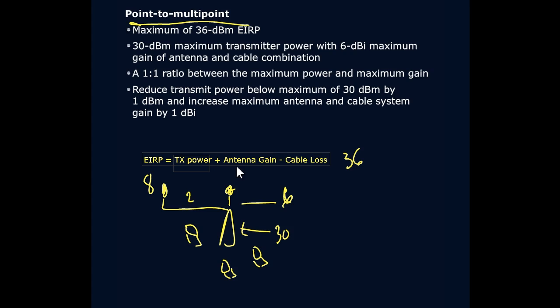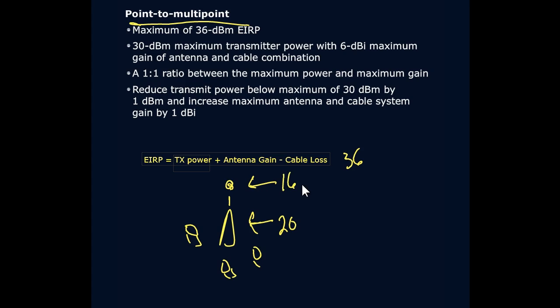So also we can reduce the transmit power below 30 by 1 and increase the maximum antenna and cable system by 1. So what does that look like? Well, let's say we reduce the transmitter power to, let's say it was only 20. Well, now we could use an antenna with a power of, since it's a 1-to-1 ratio, right? As we reduce it by 1, we increase it by 1 on the other side. So this could be up to a power of 16 for the antenna, or the antenna minus the cable loss, as long as that total value is 16. Again, we stay within that magic 36.